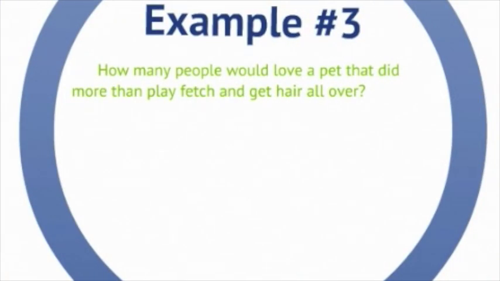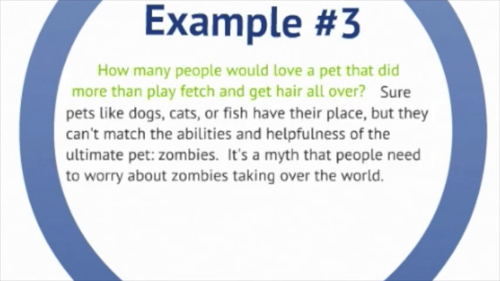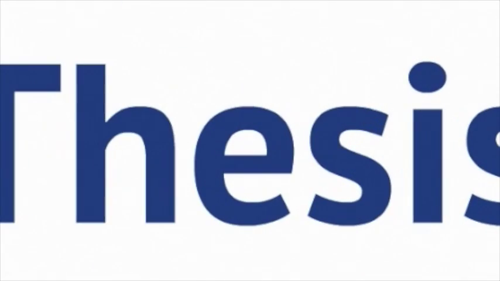Third example, talking about having a pet that does more than play fetch and get hair all over. We can add this information to help narrow it and get ready for the thesis statement. Sure, pets like dogs, cats, or fish have their place, but they can't match the abilities and the helpfulness of the ultimate pet, zombies. It's a myth that people need to worry about zombies taking over the world. That leads up and would get the reader ready for the thesis statement. And that's what comes last in your introduction.